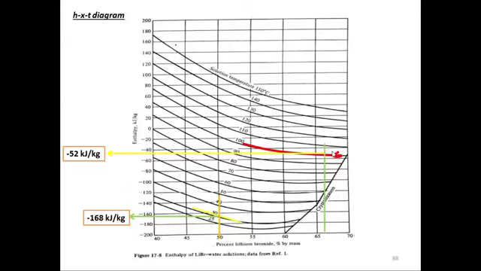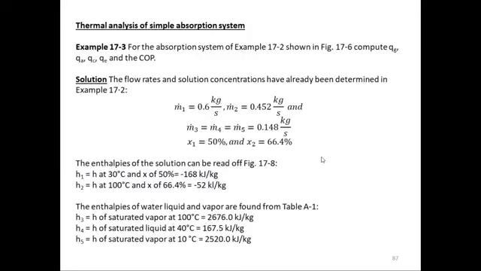So that is the value of the enthalpy in the generator. So we figure out that H2 at 100 degrees centigrade and x of 66 is minus 52. So similarly we can find it for the absorber also. Absorber has 30 degree solution temperature, and we found out previously that its x value, this concentration, is 50%.